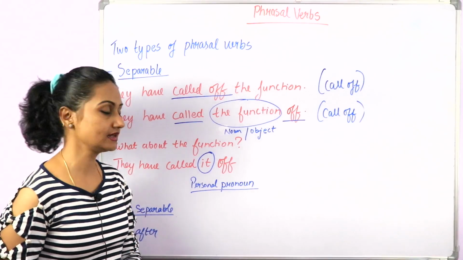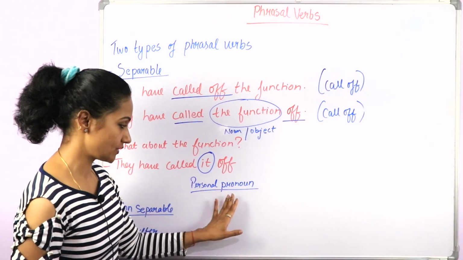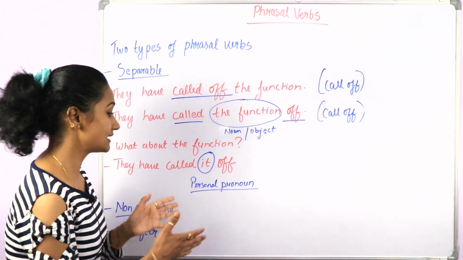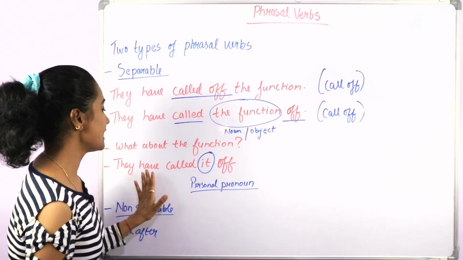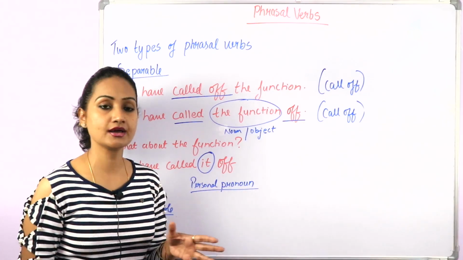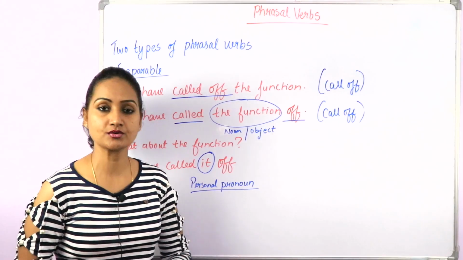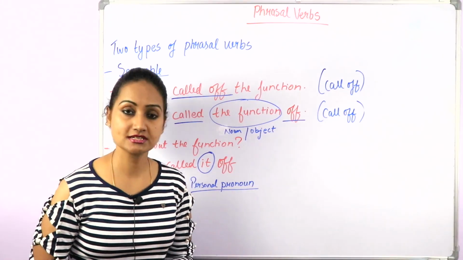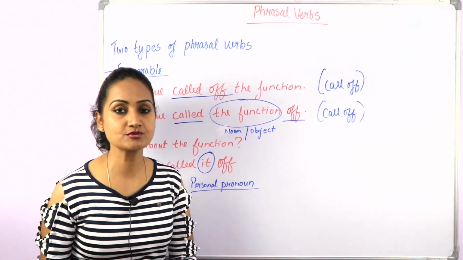But remember one thing, when there is a personal pronoun, the phrasal verb must be separated. They cannot come together. They have called it off. Now it is a personal pronoun. I hope you all know what a personal pronoun is. I have made a video on this.